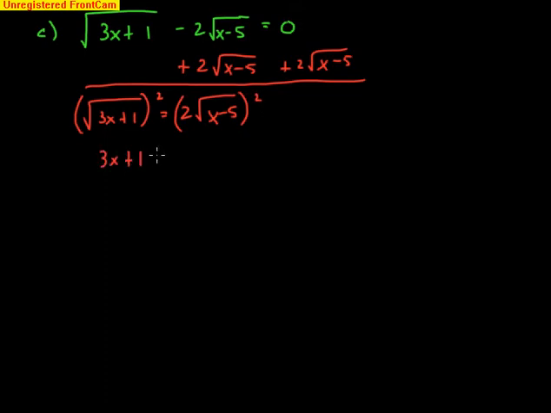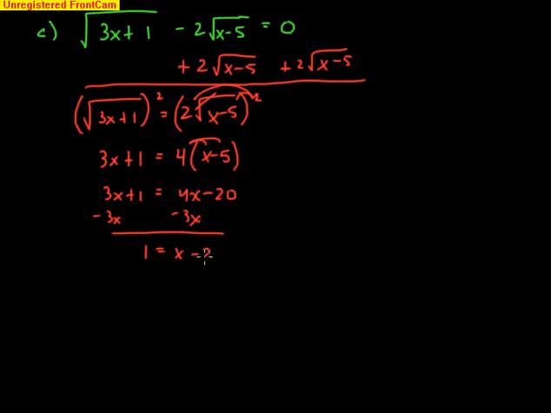So we'll get 3x plus 1 over here equals, and on this side, that 2 gets squared. You have to distribute the square to the 2 and the square root. So it's going to become 4 times the square root and the square cancel, x minus 5. So now we have 3x plus 1 equals 4x minus 20. I will subtract 3x from both sides, so I get 1 equals x minus 20, and I will add 20 to both sides. 21 equals x. So there's my supposed answer.